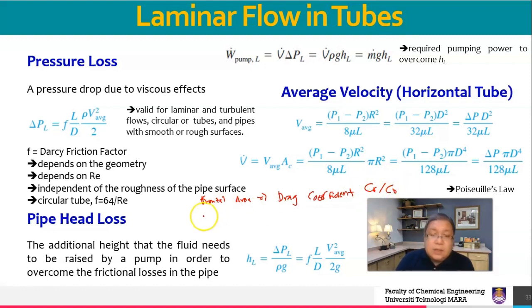Okay. You also have surface area, which is As. Okay. Normally this one is pi L D, and you also have Ac. Okay. Pi D squared over 4. Okay. Ac is pi D squared over 4.